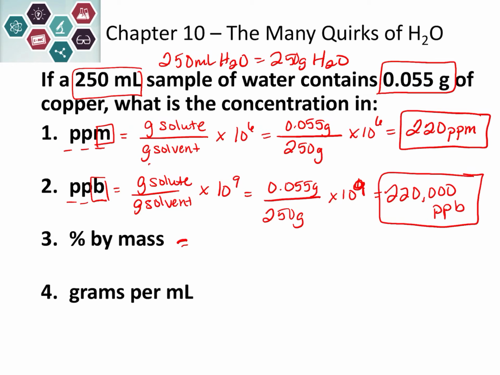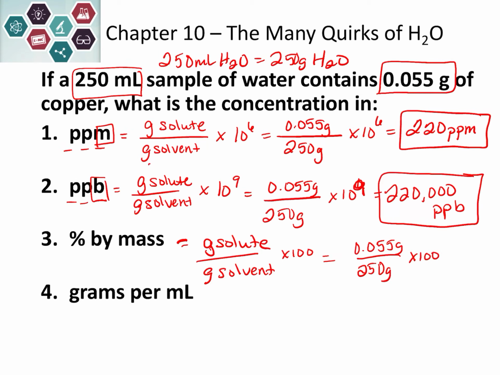Next one, percent by mass, again is going to be grams of solute over grams of solvent. Percent by mass you can think of as parts per 100. So we're multiplying by 100, just like you would to do any kind of percentage calculation. So now we're going to have 0.055 grams over 250 grams times 100 this time. So here we're going to get 0.0022%.